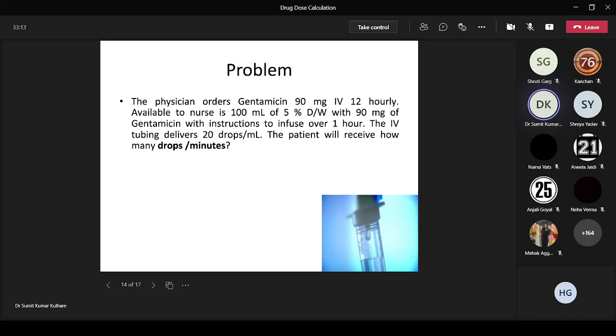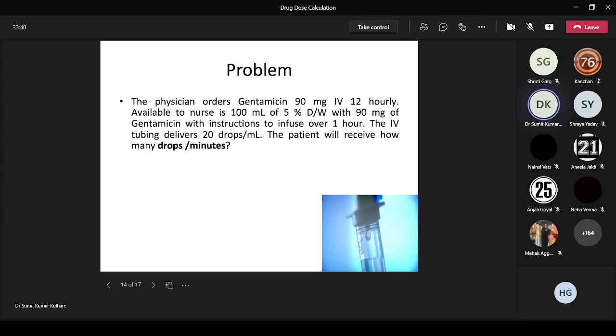And available to the nurse is 100 ml of 5% dextrose in distilled water with 90 milligram of gentamicin with instructions to infuse over 1 hour. The IV tubing delivers 20 drops per ml. The patient will receive how many drops per minute? So here you have to calculate the drop rate.